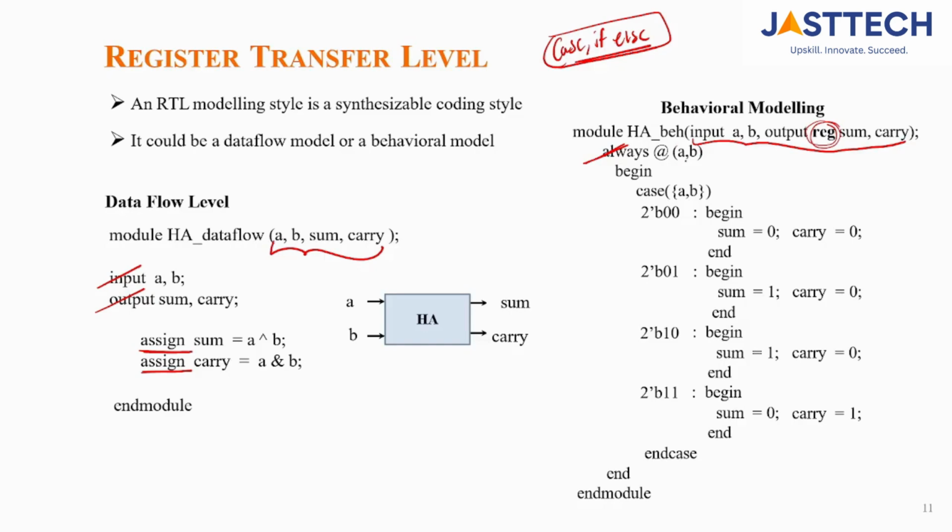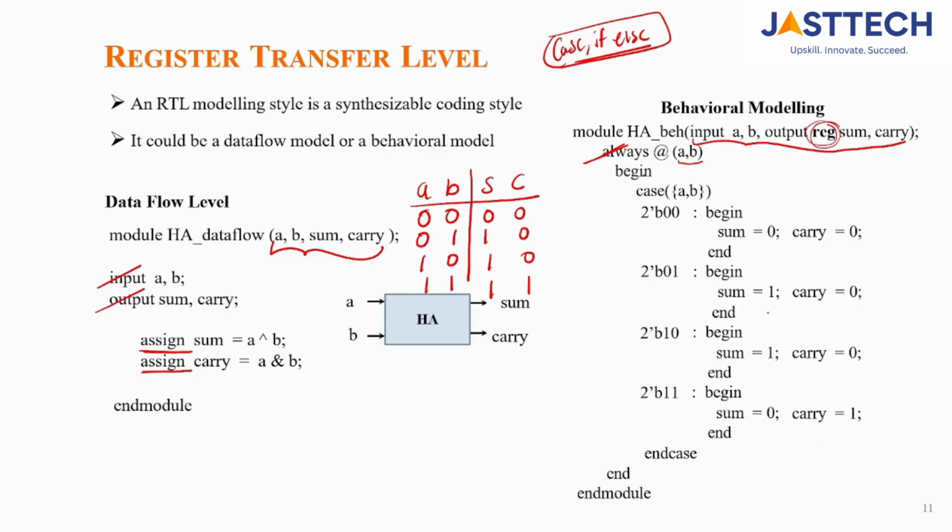So always at the rate, this is the sensitivity list, begin, case A comma B, 2 tick binary 00, based on the truth table only. A, B, and sum comma carry. In digital you already studied 00, 01, 10, 11. 00 means sum 0 carry 0, 01 means sum 1 carry 0, 10 means sum 1 carry 0, 11 means sum 0 carry 1.